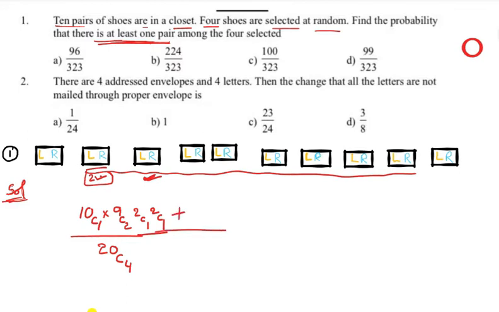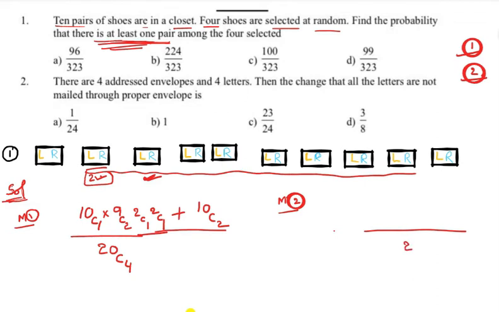At the same time, he is asking at least one pair, so there may be one pair, there may be 2 pairs. So from these 10 pairs, 2 pairs can be selected in 10C2 ways. Okay. The same question we can approach in another way also.